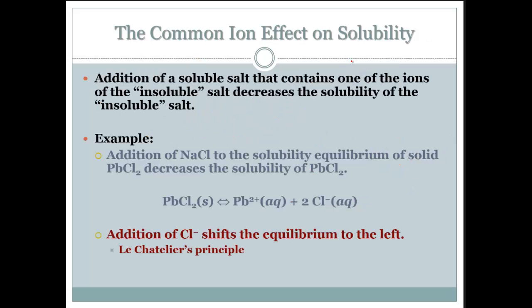So let's talk about the common ion effect on solubility. The addition of a soluble salt that contains one of the ions of an insoluble salt decreases the solubility of the insoluble salt. For instance, the addition of sodium chloride on the solubility equilibrium of solid lead chloride decreases the solubility of lead chloride. You're increasing the amount of chlorine with the NaCl. As a result, because of Le Chatelier's principle, it's going to shift to the left, therefore decreasing the solubility.